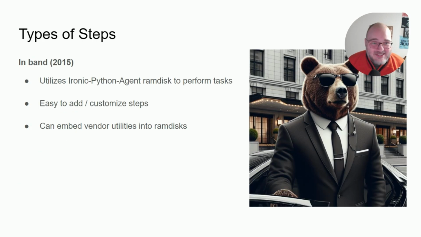So what are the types of steps we've got here? We have in-band steps, and we already talked about what in-band means. It means we're actually booting that Ironic Python agent RAM disk onto the server, and we're going to use Linux commands and Python to perform tasks for us. In-band is extremely easy to customize, add your own steps, even adding local stuff. So if you have a special device from a vendor, you can embed their utilities in your RAM disk and write a little bit of custom wrapper code around it so that you can use those utilities in cleaning instead of the generic tools. It can be very useful in that case.